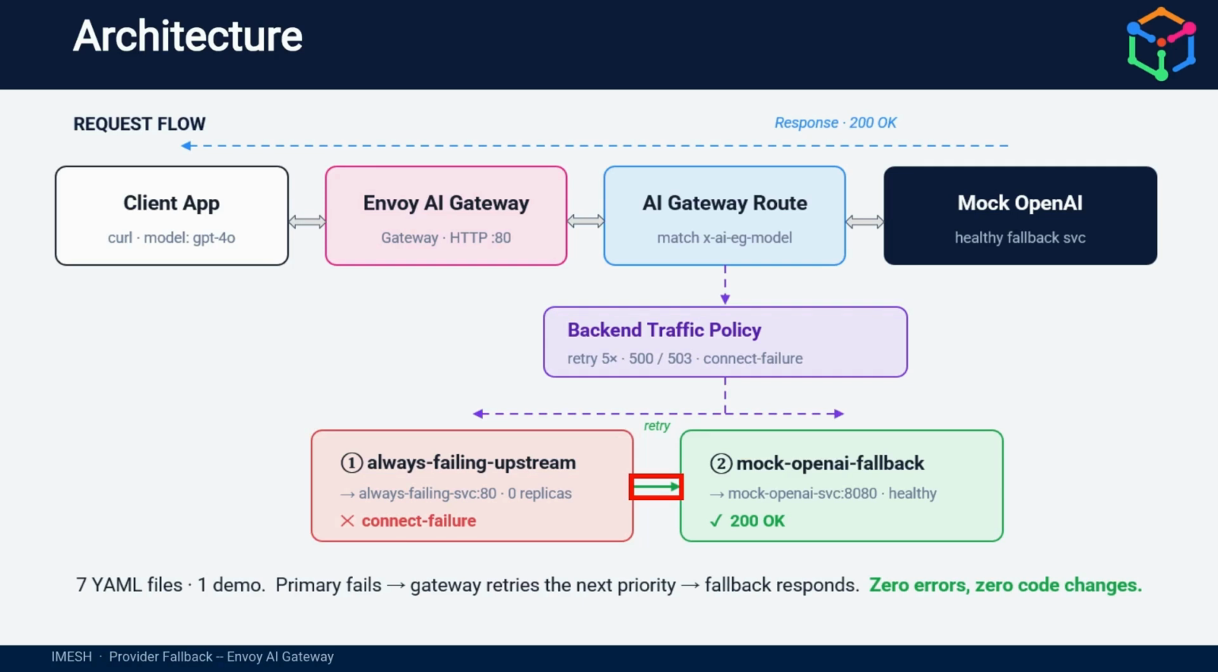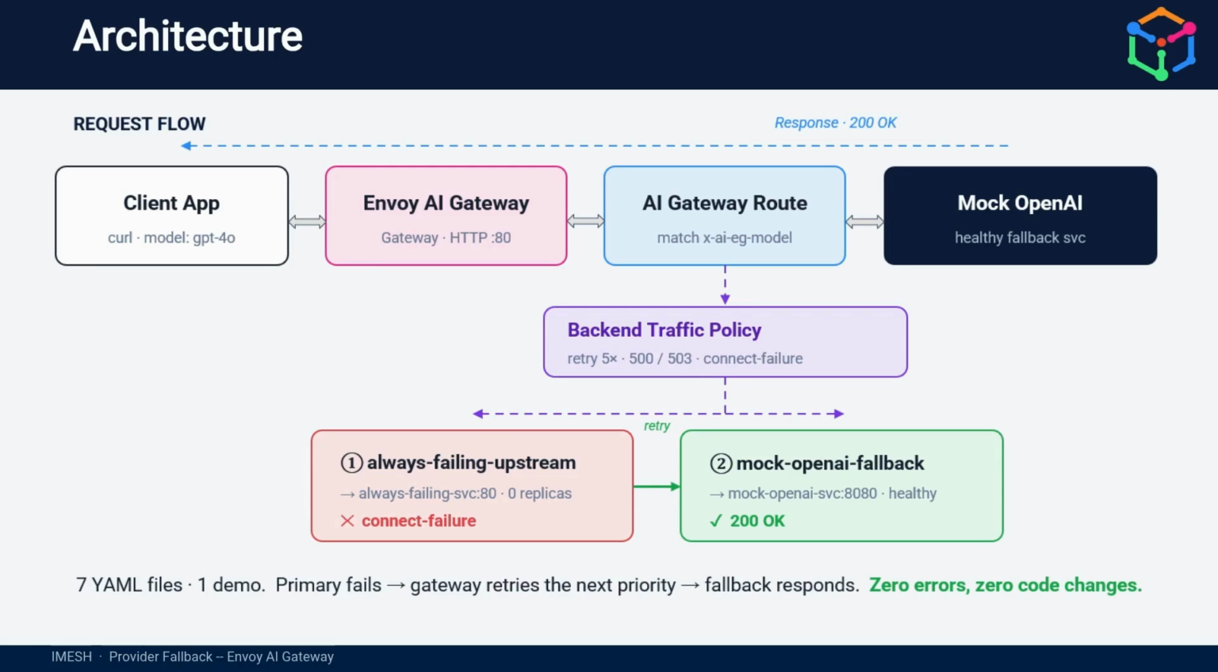Instead of failing the request, Envoy evaluates the traffic policy. Because connection failures are configured as retry conditions, the gateway automatically retries the request against the next backend in the priority list. The retry is sent to the fallback provider, which is healthy and available. Since this backend can successfully process the request, it returns a 200 OK response. The successful response travels back through the gateway and is returned to the client application. From the application's perspective, everything worked normally. It never saw the failure, never retried the request, and never needed provider-specific failover logic.